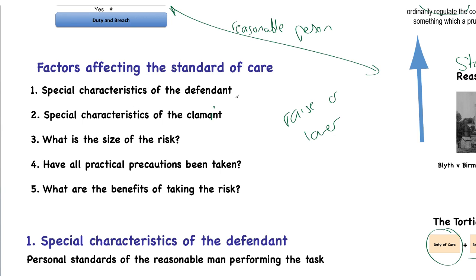What are the characteristics of the defendant? What are the characteristics of the claimant? What's the size of the risk? What precautions have been taken? And what are the benefits of taking the risk? Write about those that apply, dismiss those that are not relevant.